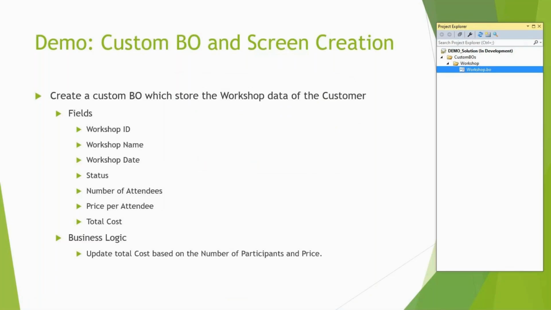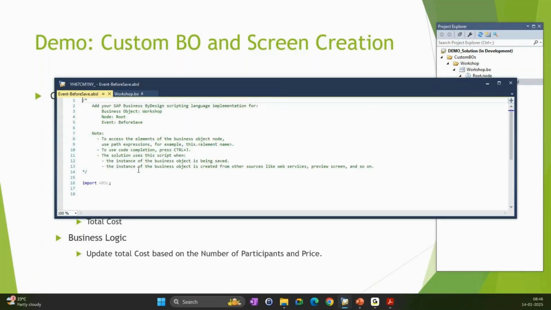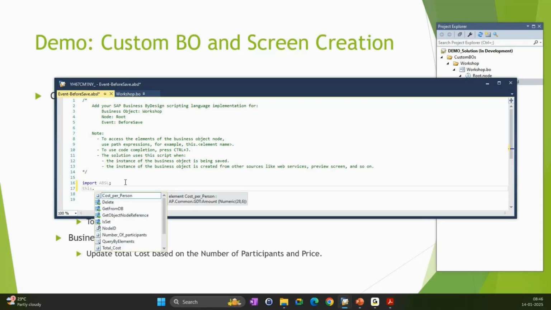So say a BO holds 10 workshop IDs, would it trigger the update for every one of them? Is that what you meant?